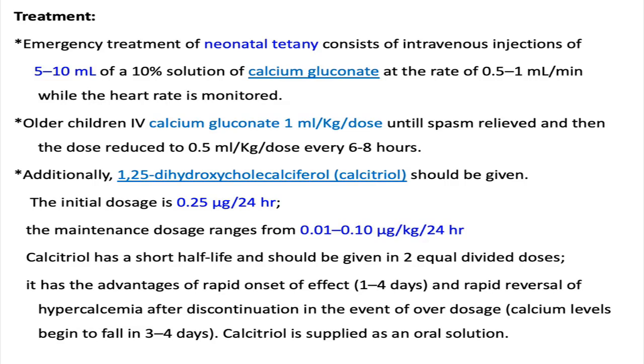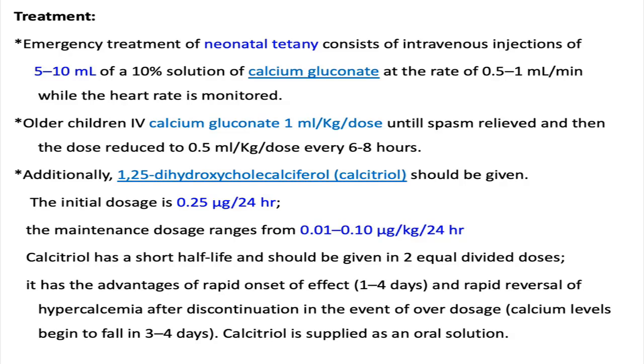Regarding the treatment, emergency treatment of neonatal tetany consists of intravenous injection of 5 to 10 ml of 10% solution of calcium gluconate at a rate of 0.5 to 1 ml per minute, while the heart rate is monitored. In older children, we use IV calcium gluconate in a dose of 1 ml per kg per dose until the spasm is relieved, and then the dose is reduced to 0.5 ml per kg per dose every 6 to 8 hours.